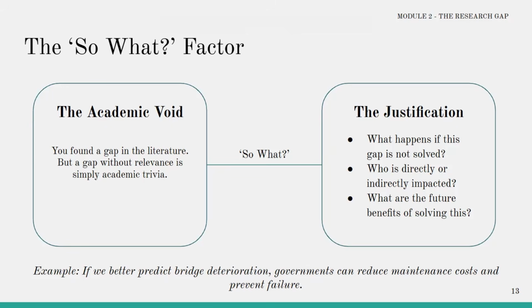For example, if we better predict the bridge deterioration, maybe there is an academic research gap there. If we do that, then the government can reduce maintenance cost and prevent failure. So here is the justification for identifying and targeting that research gap.